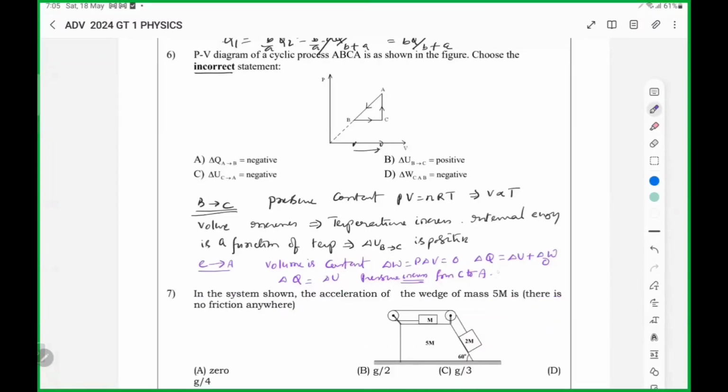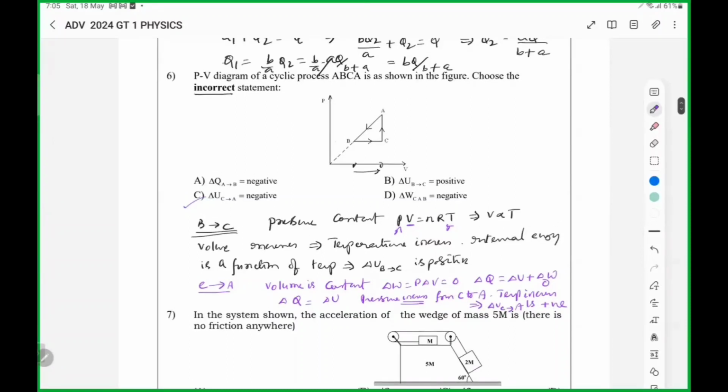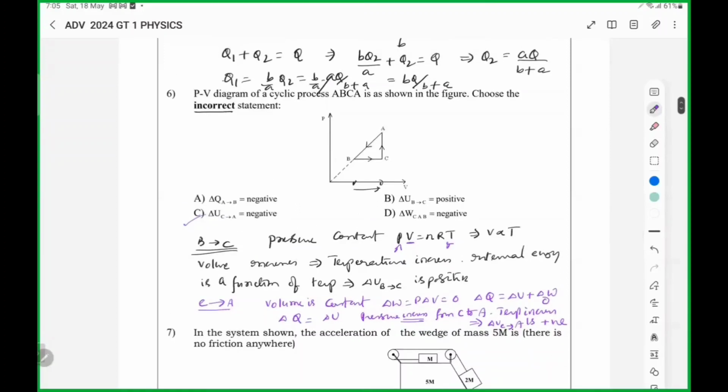So volume is constant, pressure increases, temperature increases, which implies delta U from C to A is positive. So incorrect statement, only single option is there. Third option is correct. But to understand remaining, so delta Q from A to B. So why it is negative? Let us see here.